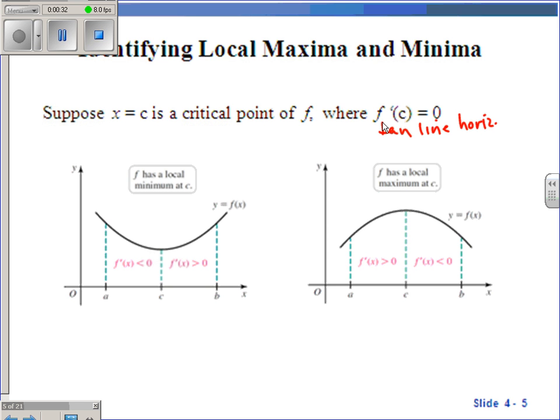So if the tangent line's horizontal here, and we know that f prime is actually 0 at c, then to the left or the right the derivative is either positive or negative. If the derivative is negative to the left and then positive to the right, then the function's decreasing to the left, increasing to the right, and that means the function has to have a local minimum at c.